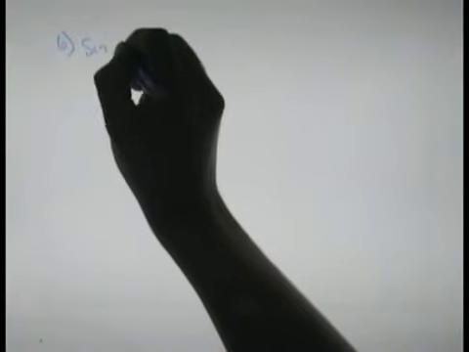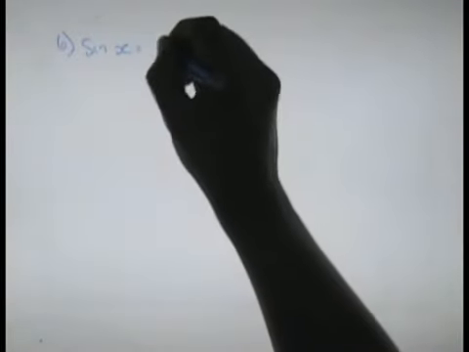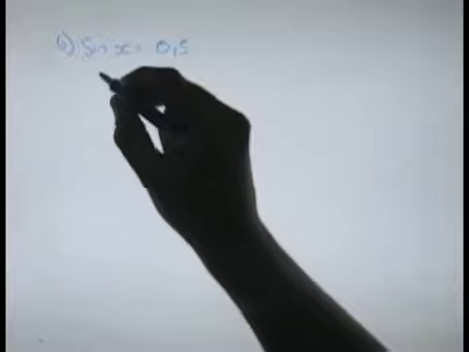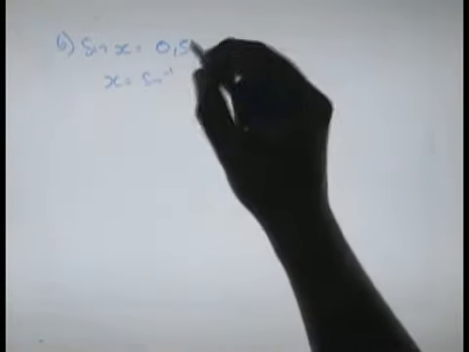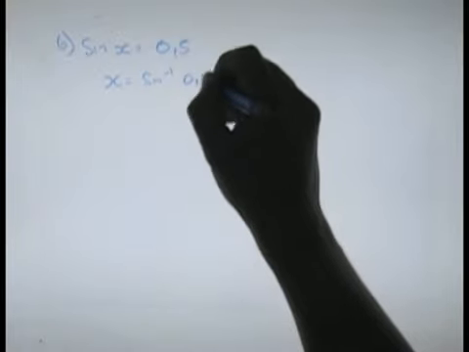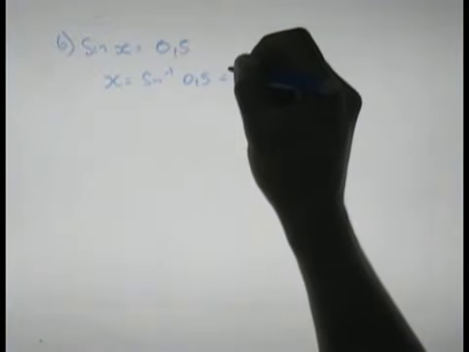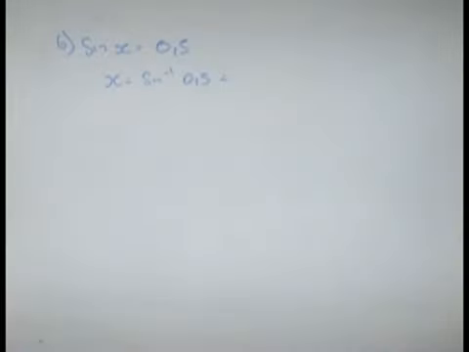The next 5 that I gave you to do were the opposite, where we had to use the inverse function. The first one was sine of x is equal to 0.5. To get x, we're going to say x is equal to second function sine on the calculator of 0.5, which if I type that in is going to give me 30 degrees.